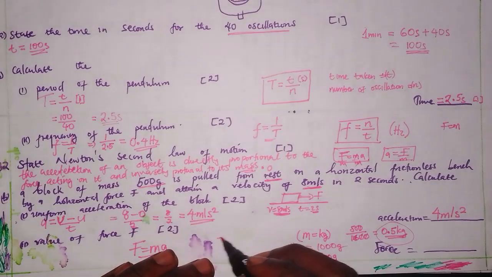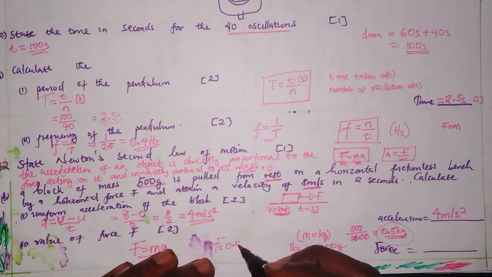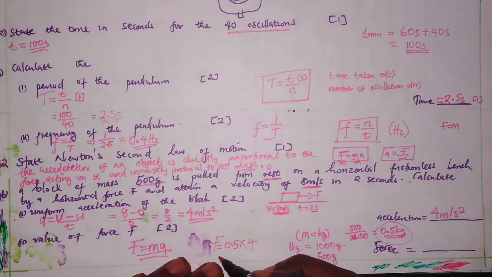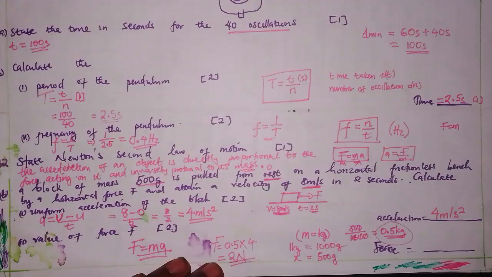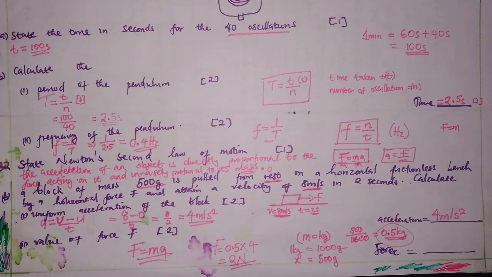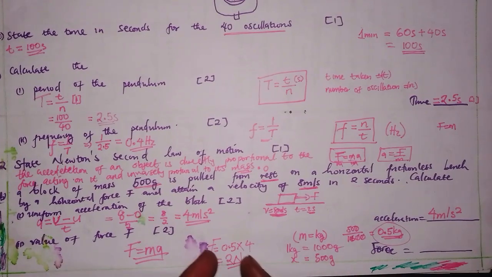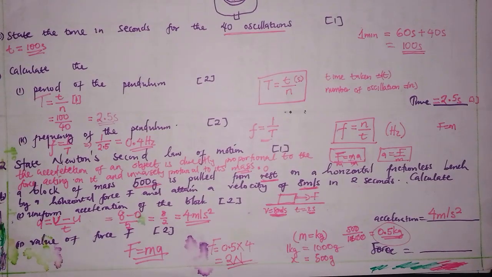So now you say force is equal to our mass, 0.5, times our acceleration, 4. Then 0.5 times 4, we get our force to be 2 newtons. Meaning we have solved the question. Now imagine if we use 500 grams. If you multiply 500 grams times 4, you are going to get 2000 newtons, which means your answer is wrong, just because you used the wrong unit.